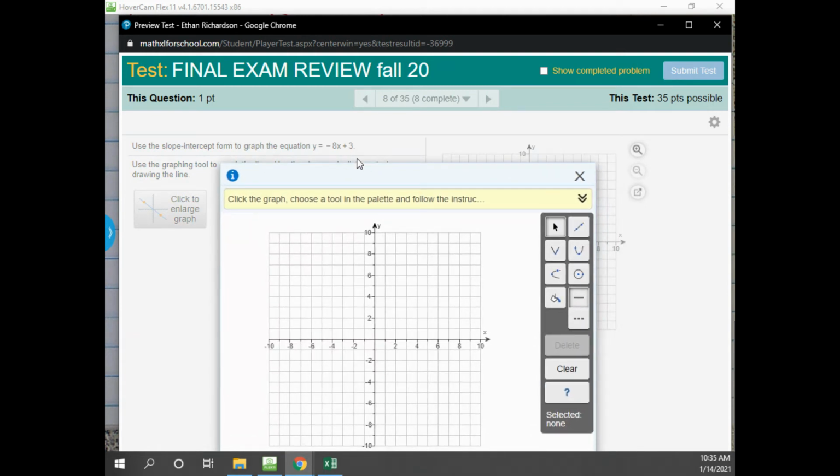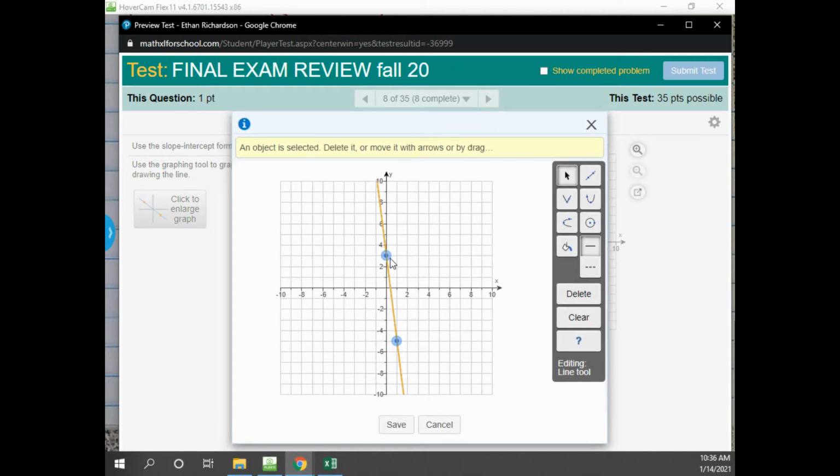So negative 8x plus 3 means we need to start at positive 3 on the y-axis. So start here at positive 3. And then the negative 8 is our slope, but we've got to make it a fraction. If it's not a fraction, we'll just take the negative 8 and put it over 1. So we're going to go down 1, 2, 3, 4, 5, 6, 7, 8, and then go over 1 to the right. And hopefully the dot is there in the right spot.